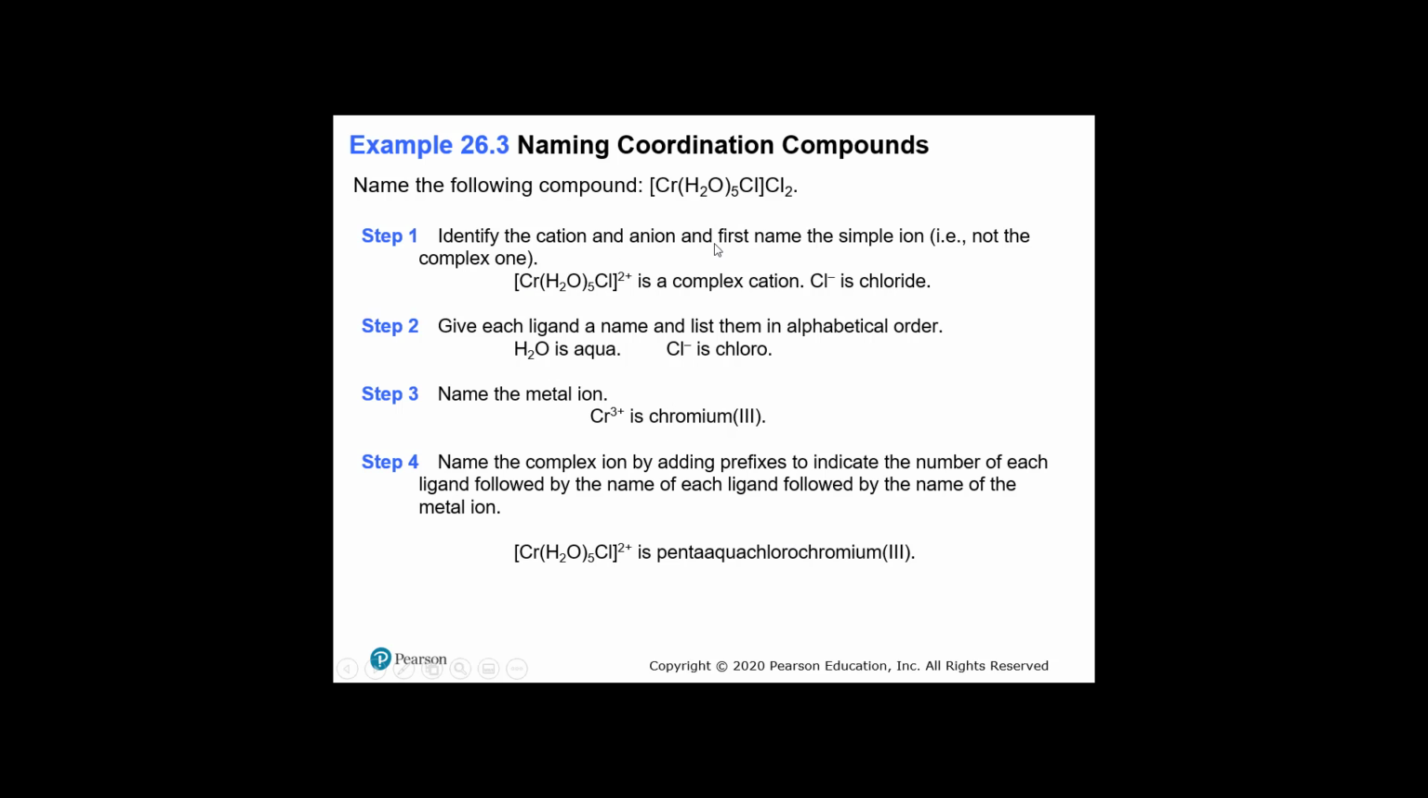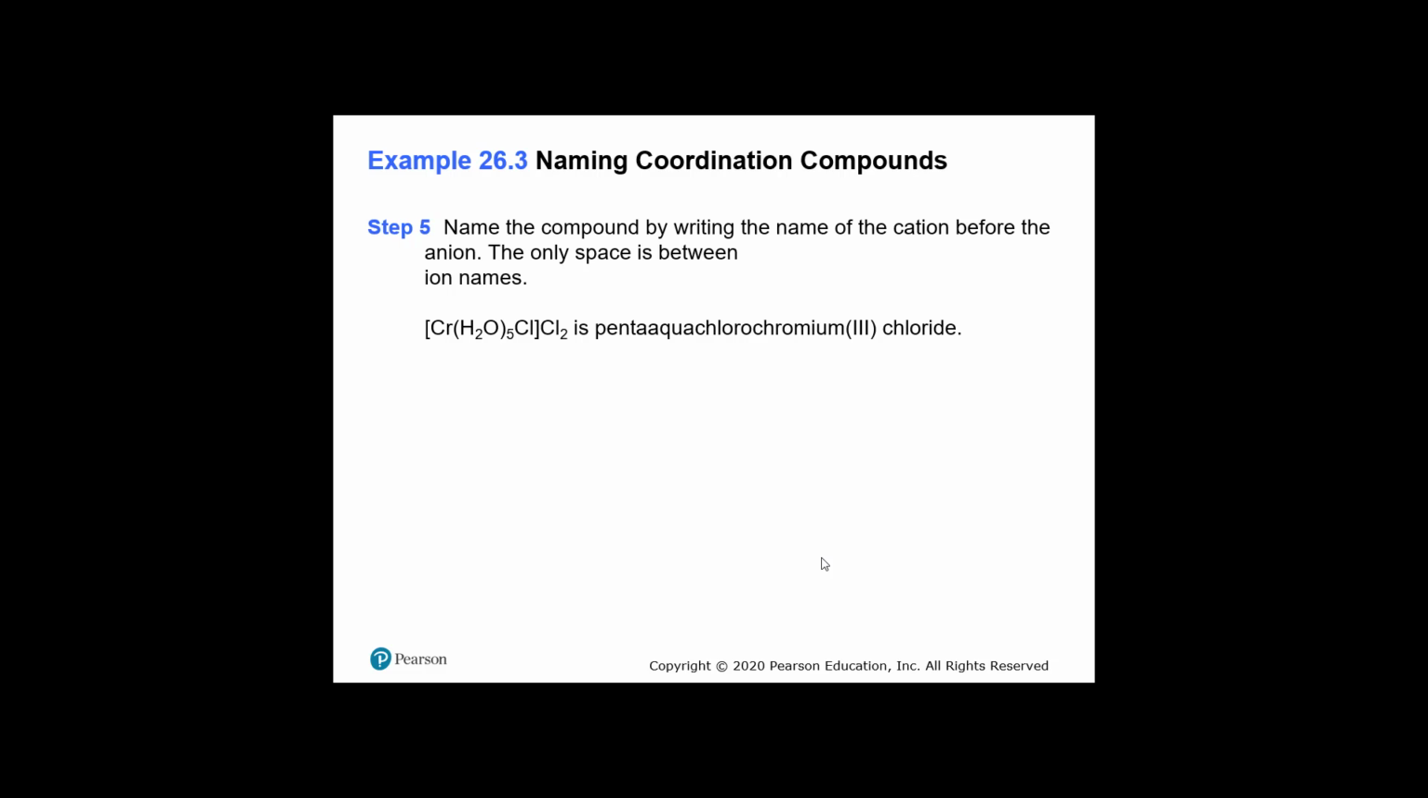So identify the cation and anion. First name the simple ion. In this case, chloride is chlorine. The ion is chloride. Each ligand has a name. So we have aqua and we have chloro. Name the metal ion. We determine the oxidation state is 3+. Remember, we do it in alphabetical order. Pentaaquachlorochromium 3. It's a positive, so this is 3+. But we're not done because we need to name the counter ion, and that is pentaaquachlorochromium 3 chloride.